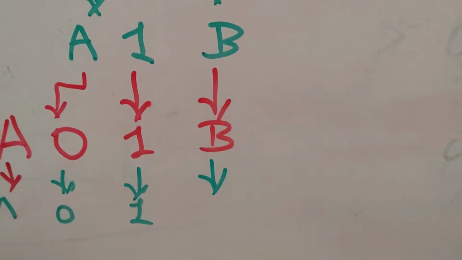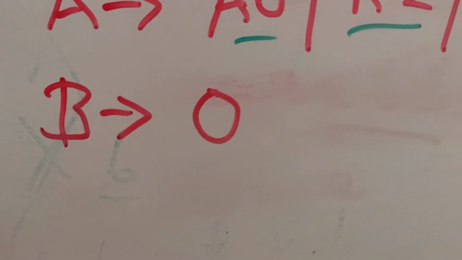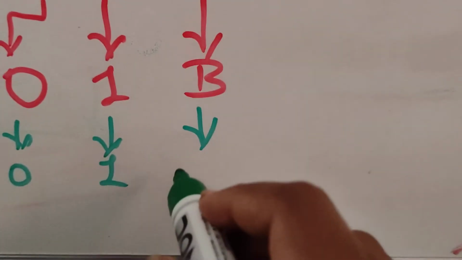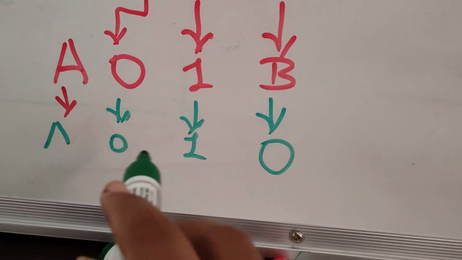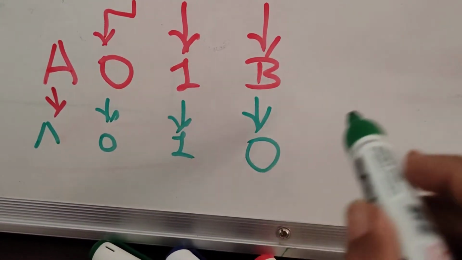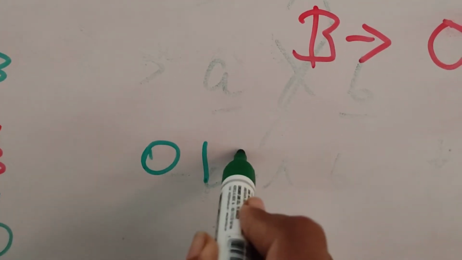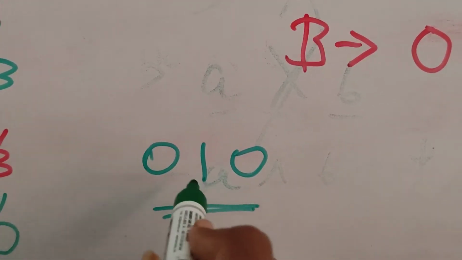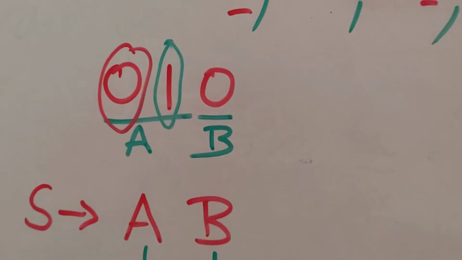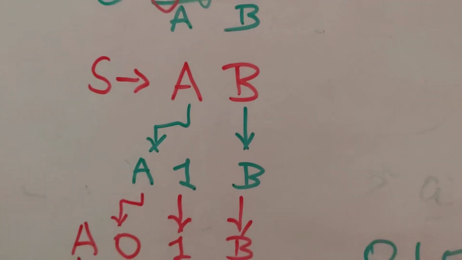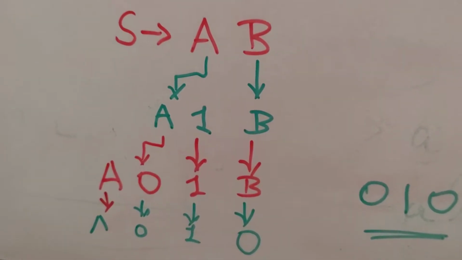Now from B what can we derive? From B we can derive 0. So 0 is derived here. So ultimately at the end we'll get null 0, 1, 0. That means 0, 1, 0. Now 0, 1, 0 is the string we got using this, and that is what we actually wanted to get. So yes, this string is achieved using these production rules.